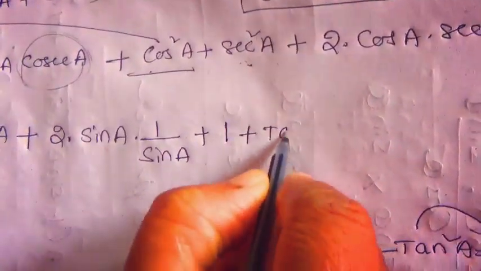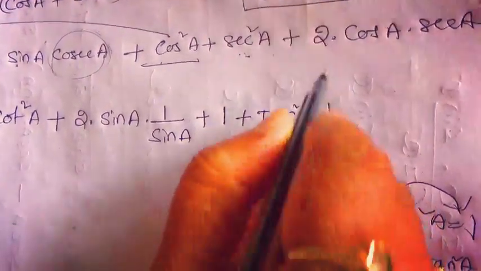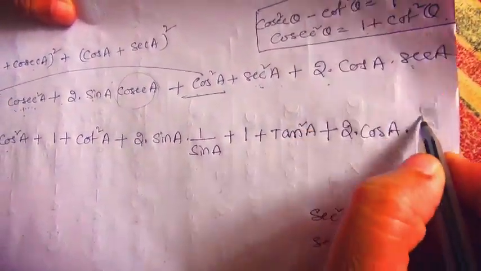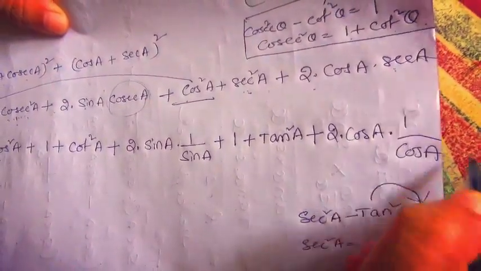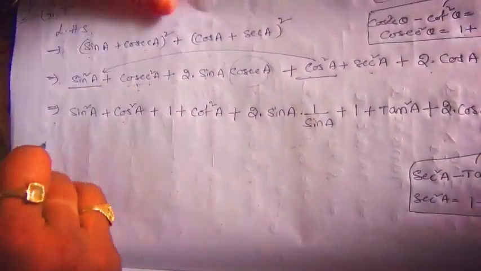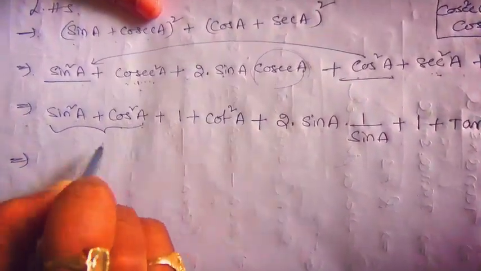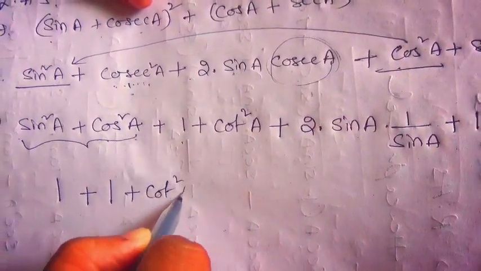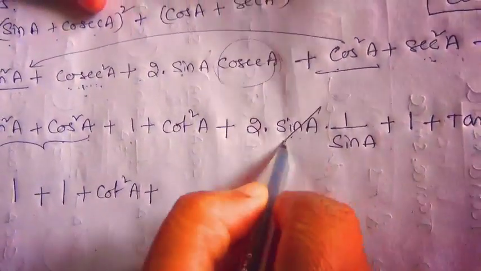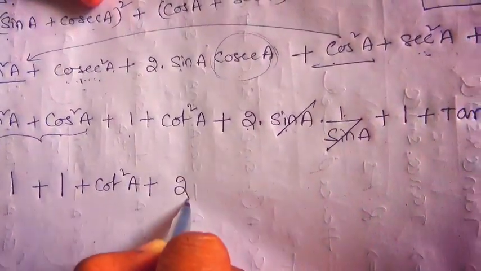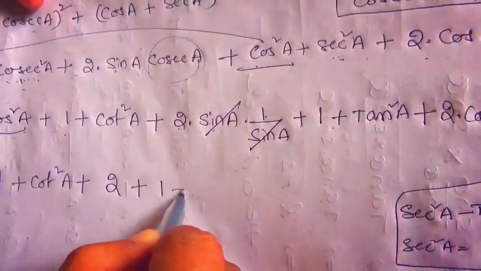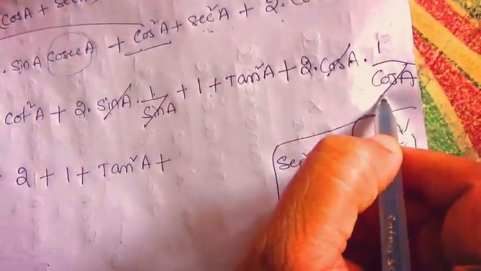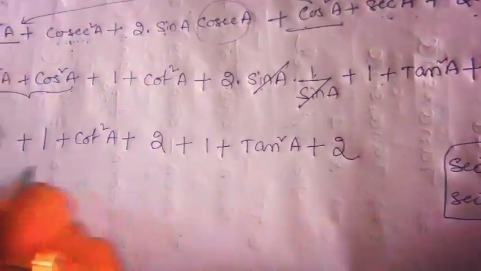1 plus tan square a plus here 2 cos a into secant a, which means the reciprocal of cos. Okay, the reciprocal of cos. That implies the formula for this 1 plus cot square a plus sin a cancel, 2 ones are 2, plus 1 plus tan square a plus cos a cancel, here 2 ones are 2, that's it.